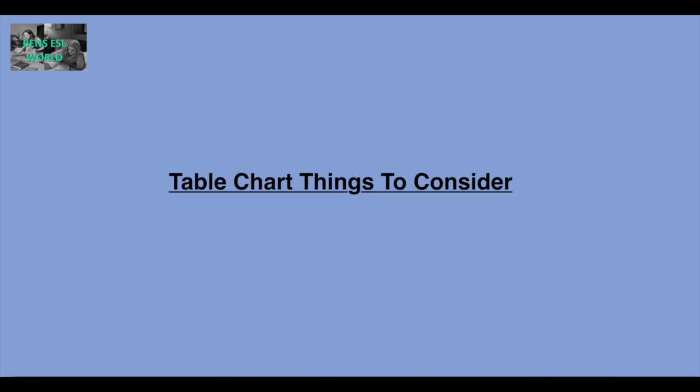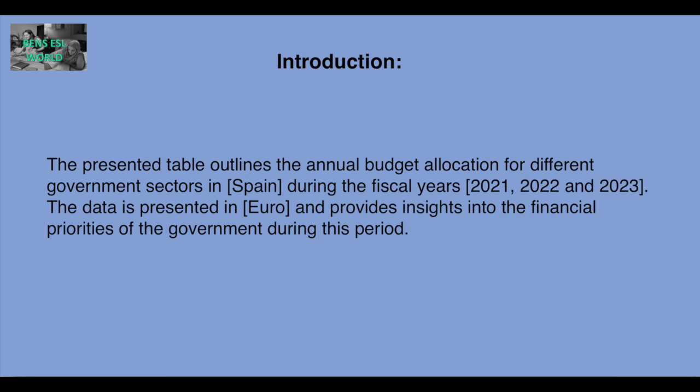Table chart things to consider. Introduction. The presented table outlines the annual budget allocation for different government sectors in Spain during the fiscal years 2021, 2022 and 2023. The data is presented in euro and provides insights into the financial priorities of the government during this period.